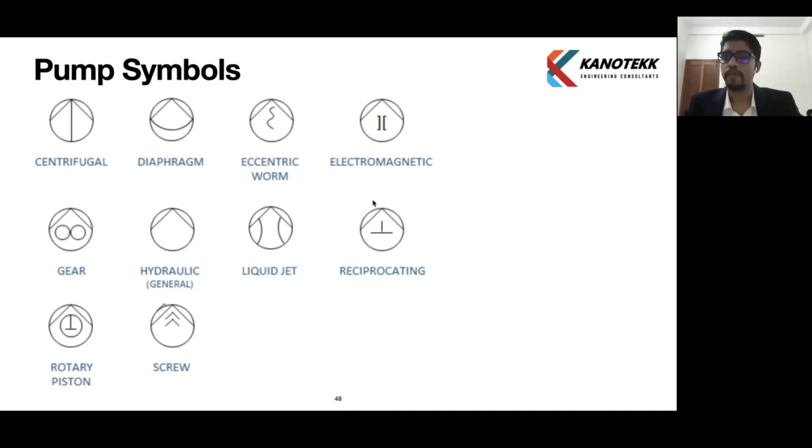Okay, we will see a few pump symbols like centrifugal pump. What is the symbol? There is an arrow which is seen. Usually the arrow shows the direction of flow. Similarly, we can see gear pumps where 2 circles are seen, which are 2 gears. Rotary piston has a piston type symbol. There is a reciprocating pump symbol which you have seen. There is a diaphragm pump which we discussed. We can see the symbol for diaphragm. So these are symbols which are widely used in the diagrams.